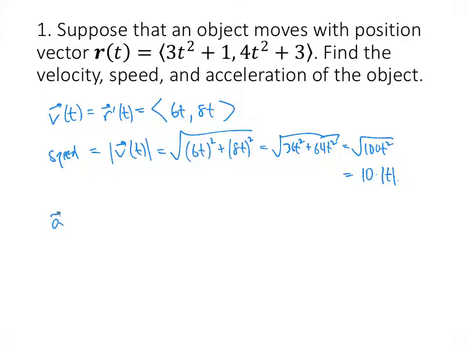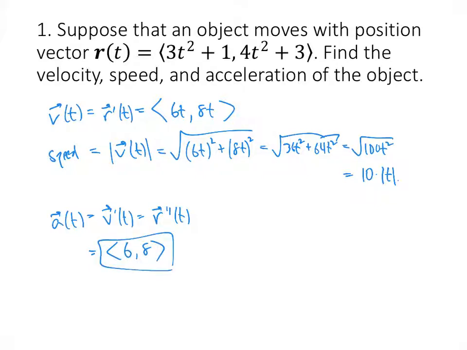Finally, the acceleration is the derivative of velocity, which also happens to be the second derivative of the position vector. And the derivative of 6t is 6, the derivative of 8t is 8, so that's our speed, velocity, and acceleration.